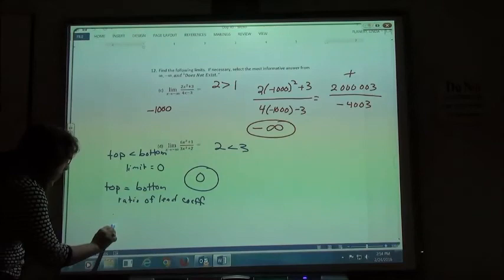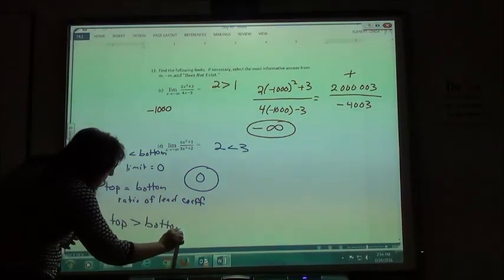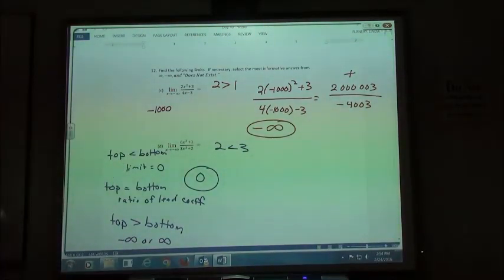If the top equals the bottom, you have the ratio of the leading coefficients. And if the top is greater than the bottom, you're going to get either negative infinity or positive infinity, and you're just going to substitute in a really big number or a really small number and check to see what the sign of your answer is. That's going to tell you if you're at a positive infinity or a negative infinity.